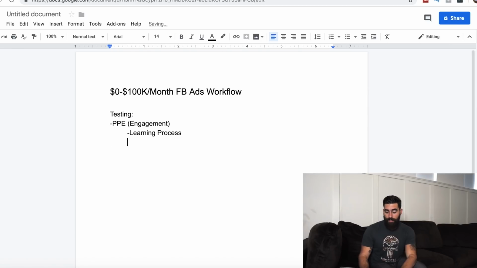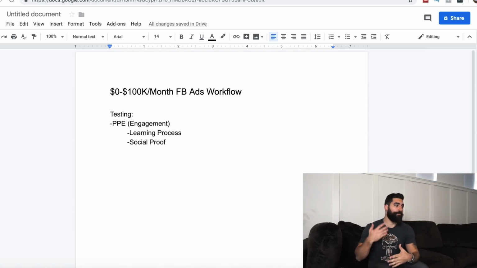The second thing that comes along with it is social proof. So when we're using engagement ads, PPE ads, we're not doing it to test the product. We're doing it to beef up our learning process and to get social proof with likes, comments, shares, everything like that. It might give us an idea of how it's going to perform, but this is how we want to do it. I typically run this for 1 to 2 days at $5 per day. I rarely ever have an engagement ad higher than this.